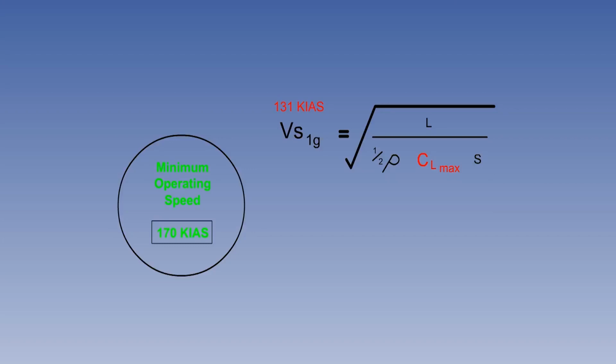Here you can see the transposed lift formula you were introduced to in previous lessons. Please note the typical stall speed for a jet transport aircraft of 131 knots indicated airspeed, and the associated minimum operating speed that is 30% higher. You can see that increasing the maximum lift coefficient, CLmax, gives a decrease in stall speed, and therefore a decrease in minimum operating speed.